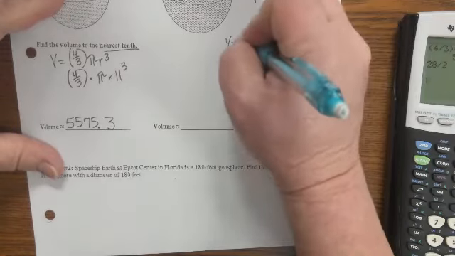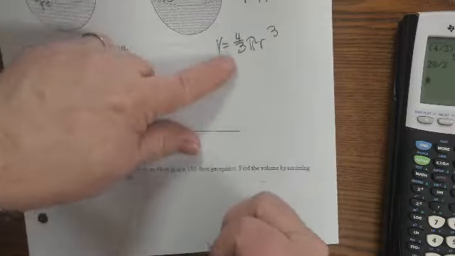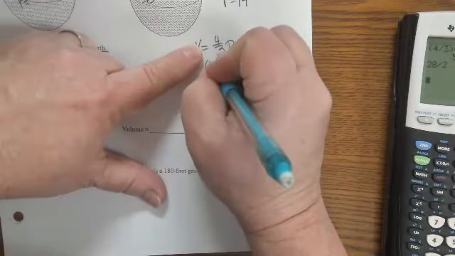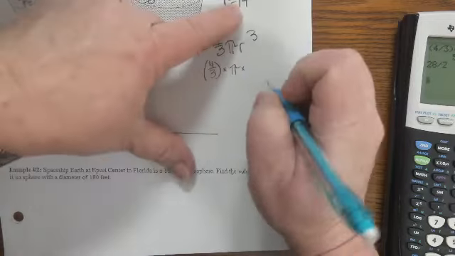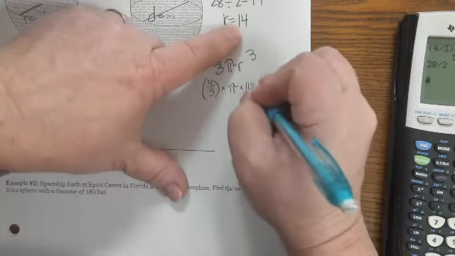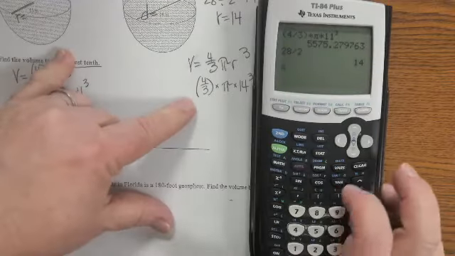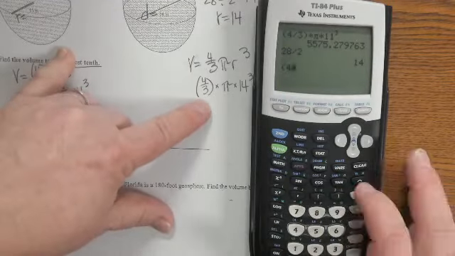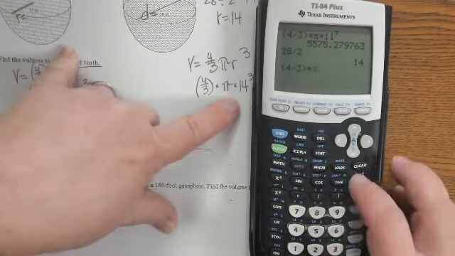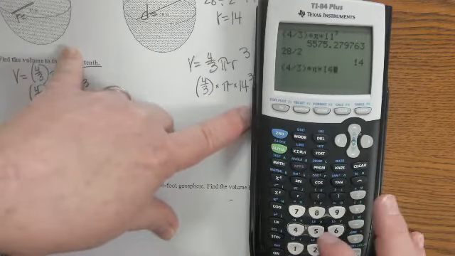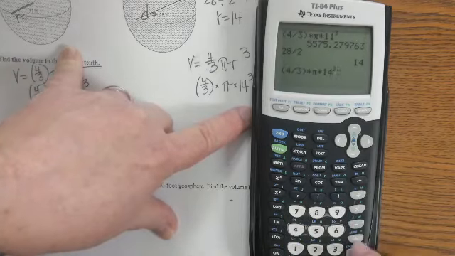Okay, so here we go. V equals 4/3 pi r cubed. Now I'm going to write out what I'm going to put in my calculator: parentheses, 4/3 times pi times, my R was 14, cubed. So now I'm going to put that in my calculator: parentheses 4 divided by 3 parentheses times second pi times 14 to the power of 3. Get out of exponent land and hit enter.